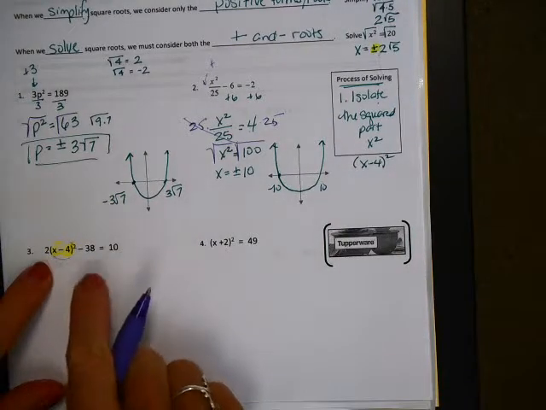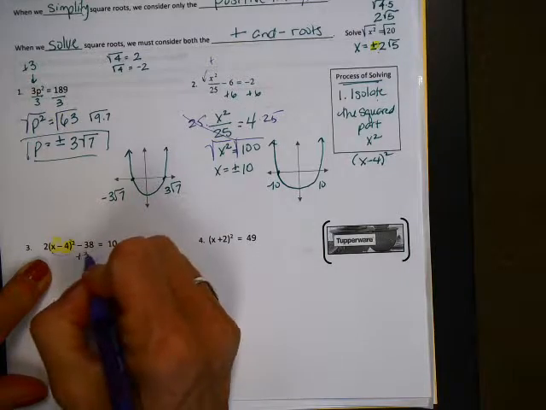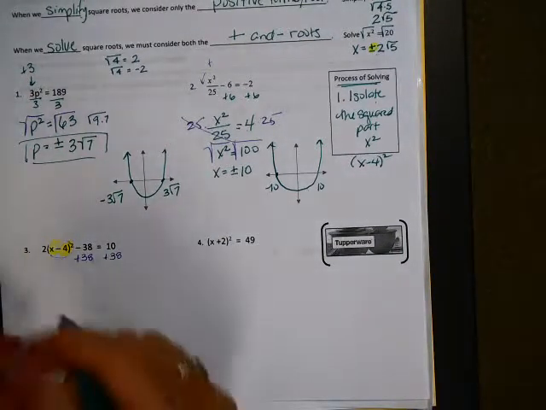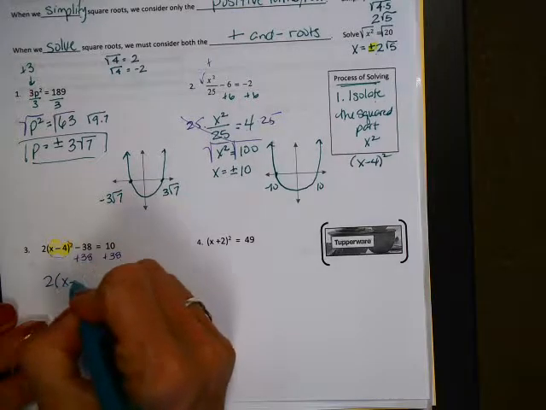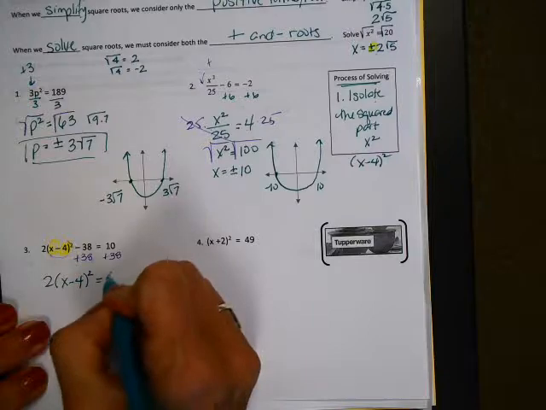So what are we going to get rid of first? The 2 or the negative 38? Hope you said the negative 38. We're going to add it over to the other side. And I have 2 times the quantity (x minus 4) squared equals, this will now be 48.